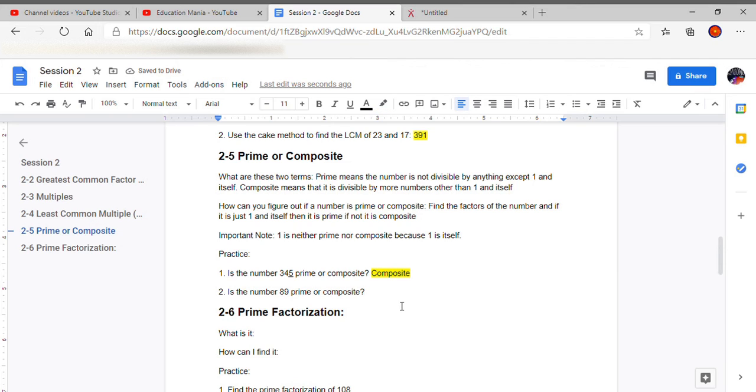Now, is the number 89 prime or composite? So when we list it, we get, all right, 89. We can't use any divisibility tricks, by the way. So we get 1, 89. Then we think 2, no, 3, no. And then you keep continuing this pattern and you figure out that nothing else is divisible into 89. So we immediately know this is prime.